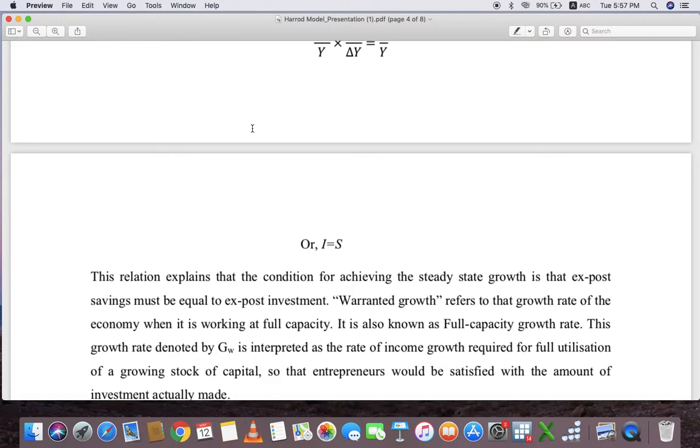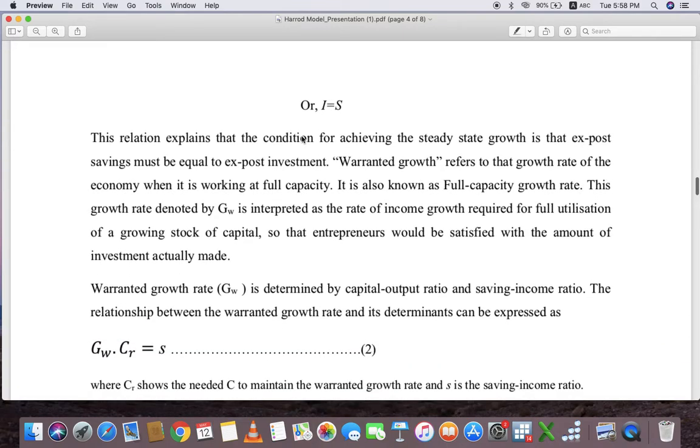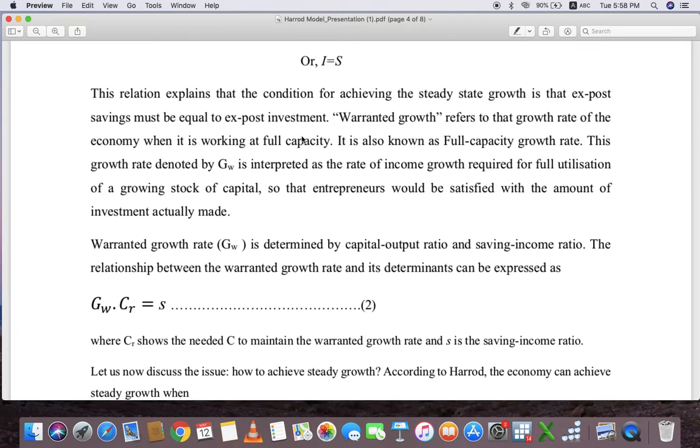So, this relation explains that the condition of achieving the steady state growth is that ex post savings must be equal to ex post investment, that is realized savings must be equal to realized investment. Now, come to the definition of the warranted growth rate.